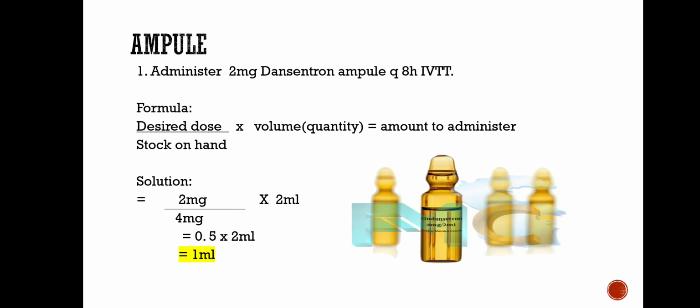For the ampule, we need to administer, for example, 2 milligram of the Centron ampule every 8 hours. So, there it is. The stock on hand in the ampule is 4 milligrams. Okay. So, there it is.